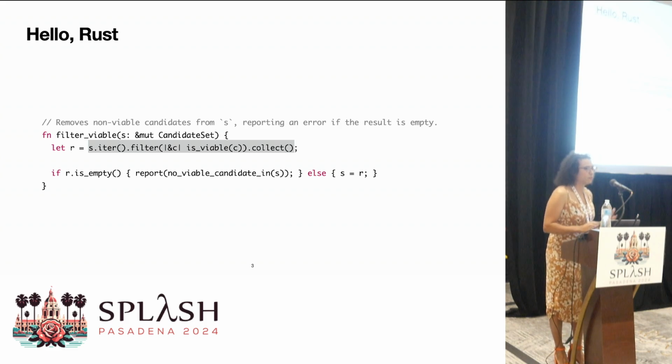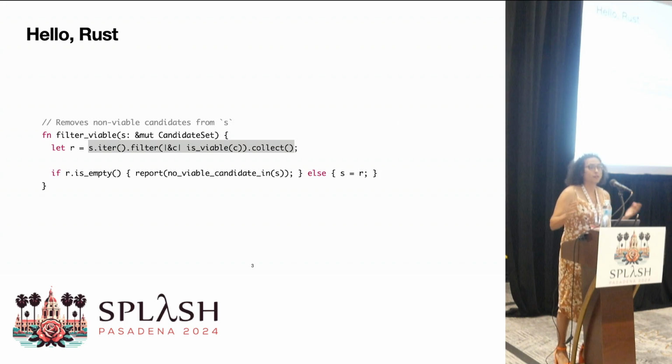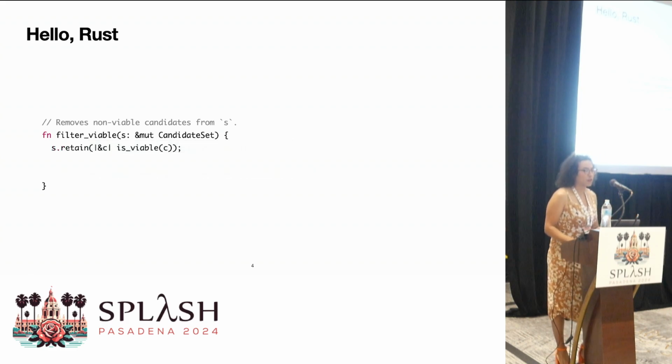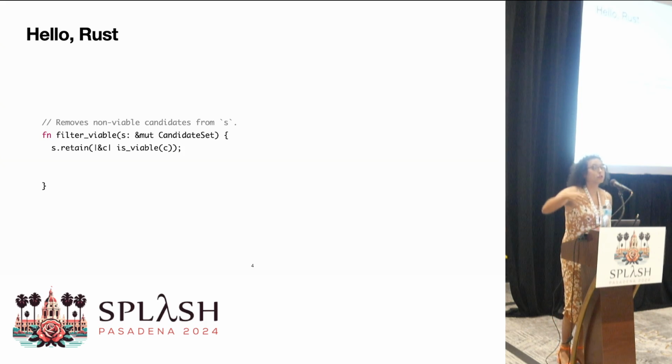But what if I don't want to report the error anymore? Maybe I just want to filter the candidates and be done with it. Well, in that case, I should go back to the first version, the in-place filter. Why? Because now I can reuse the existing storage that I already had. I don't need to create a brand new set just to store the things that I'm interested in.